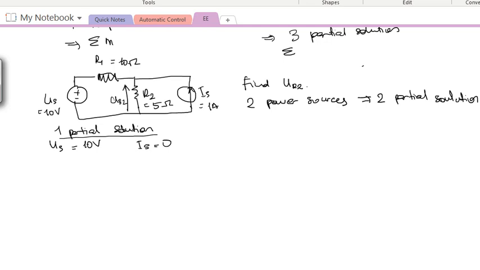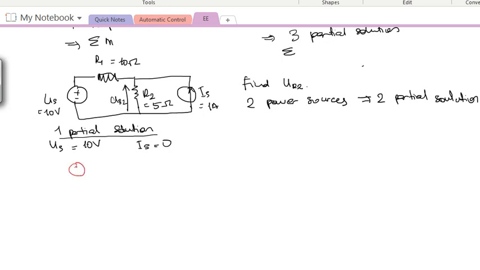So what happened when IS equals 0? If you look at the circuit, when IS equals 0, you're saying that the current that goes into the IS branch is 0. It also means that it is basically an open circuit. It is a circuit that is not connected, where current cannot circulate. That's what IS equals 0 means. Current equal to 0 means no current can circulate. It means you can consider that the conductor is non-existent.